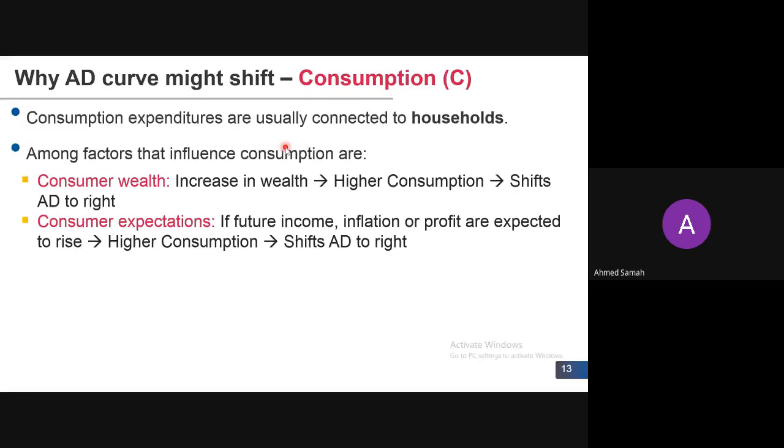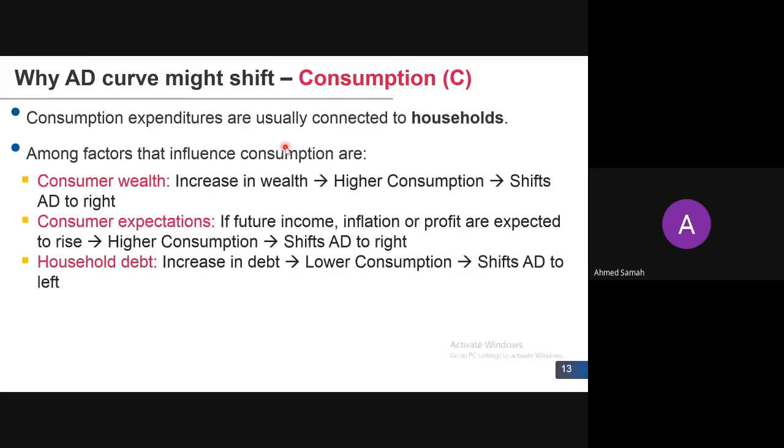Also, if consumers expect the future inflation rate to go up, that means prices will be higher, so consumers will consume more now. That is what we saw at the start of this lockdown. Actually, people started to hoard. So there was higher consumption and a shift in the aggregate demand curve in that case.